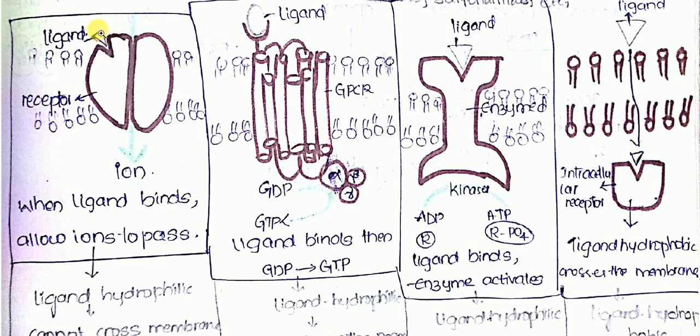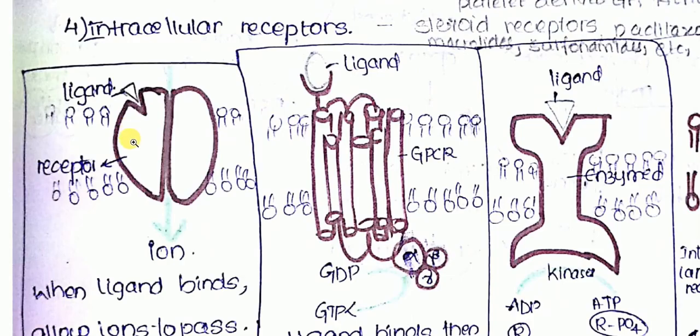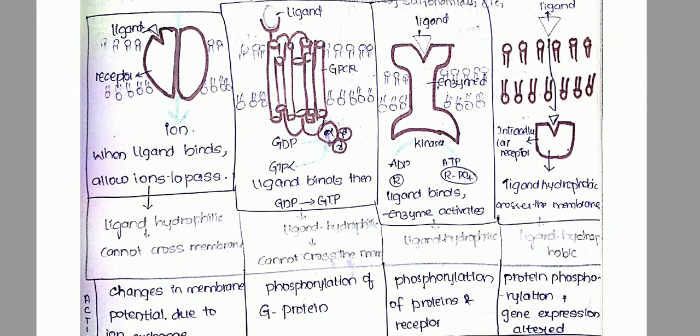As soon as we take the drug, the ligand binds to the ligand binding site, and this ligand binding allows the ions to pass through the receptor. After the ligand binds to the receptor, it allows only structure-specific ions to pass through. Then after the ions enter the membrane, it causes depolarization.